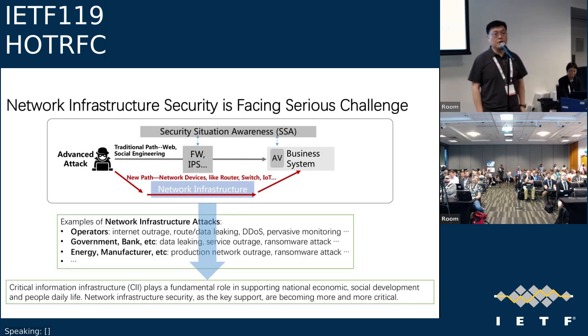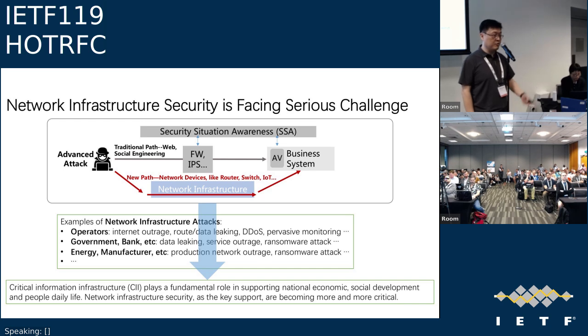Let's see some background. Firstly, we all know that network infrastructure security is facing more and more challenges right now. In addition to the traditional way where the attacker attacks through security devices to hack the customer's business system and do a lot of bad things, there are now more and more attacks that go through the network infrastructure: through routers, switches, and IoT devices. They control them and can direct the traffic, and they can attack the business system as well.